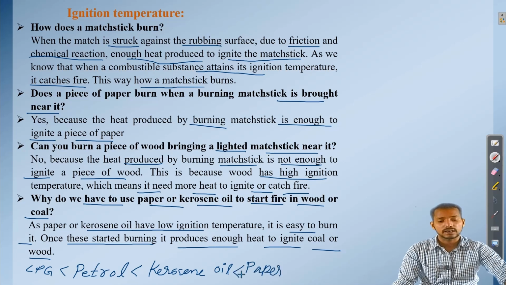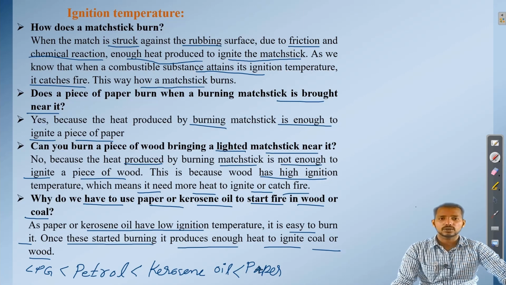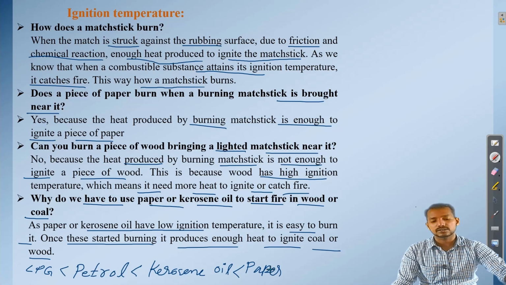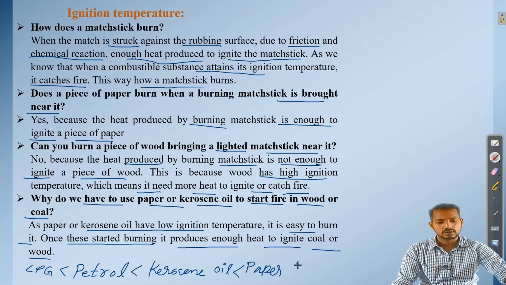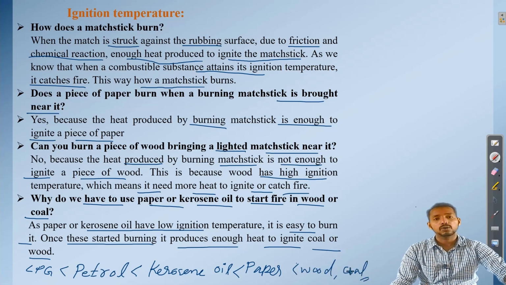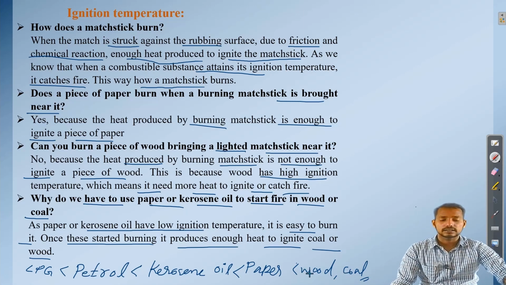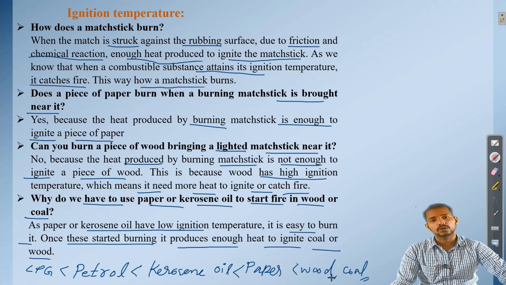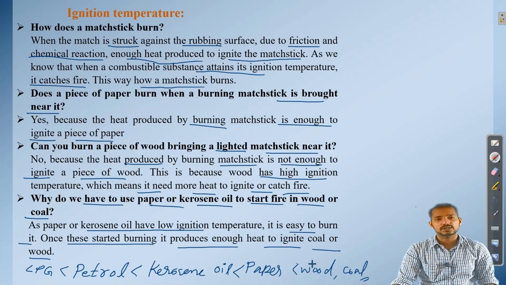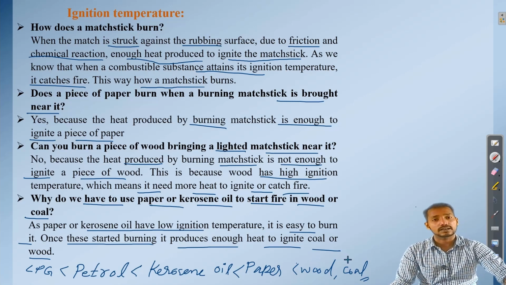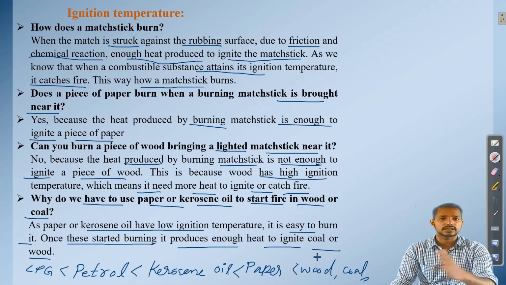It depends on the paper. If you are taking fine paper, it will have a low ignition temperature. It should be dry. In the case of thick paper or cardboard, it will not have a low ignition temperature as in the case of kerosene oil. Then will come wood or coal. I think coal has the highest ignition temperature, because to burn coal, we need to burn either kerosene oil or wood. Paper is also not sufficient to burn some pieces of coal. Coal has the highest ignition temperature. So this is the way we can classify the substances according to their ignition temperature.